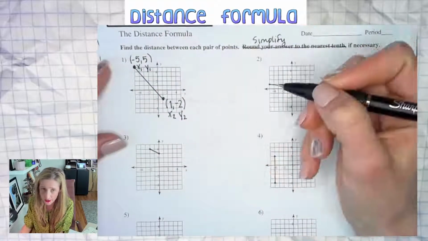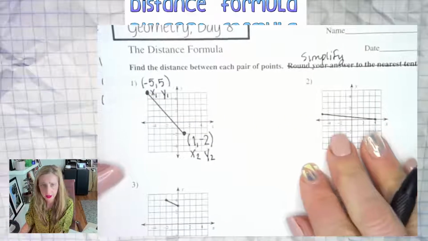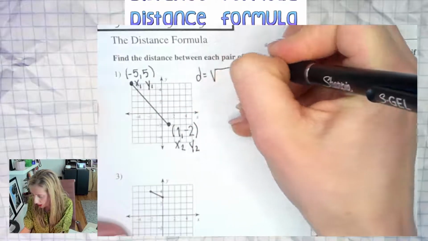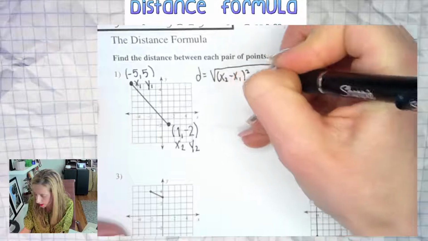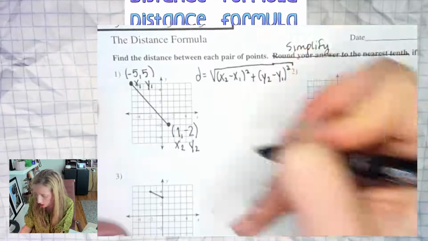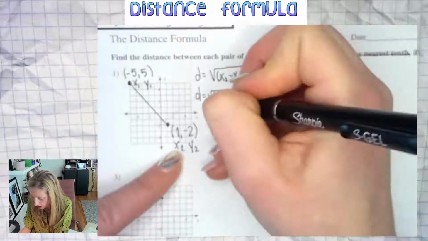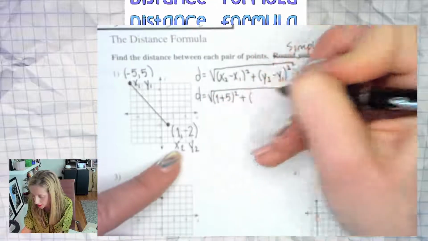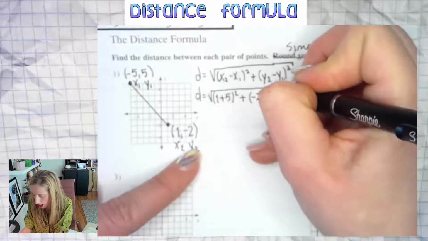The first thing you should do for every example is write down the distance formula. Don't try to be a hero. We're all learning here. We got to get better and better. So distance equals the square root of x2 minus x1 squared plus y2 minus y1 squared. Also make sure the roof goes all the way over till the end. And then we fill in. In this case, it's 1 minus negative 5 becomes plus 5 squared plus y2 minus y1, so go in the same order, negative 2 take away 5 squared.